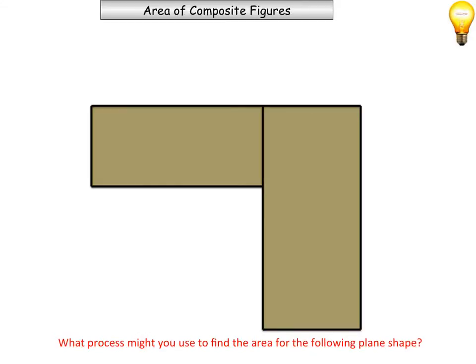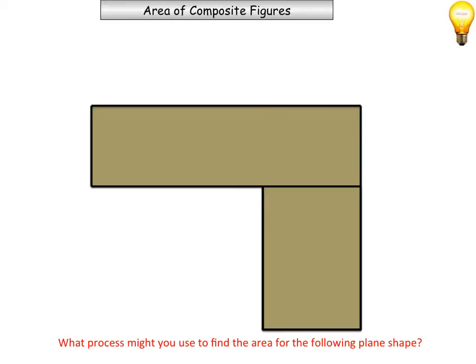One particular method could be to divide it up into two smaller rectangles, as shown. I've labelled both those rectangles A1 and A2, so I've used a subscript 1 just to say the area of shape 1 and the area of shape 2. So the total area would be the area of shape 1 plus, or adding, the area of shape 2.